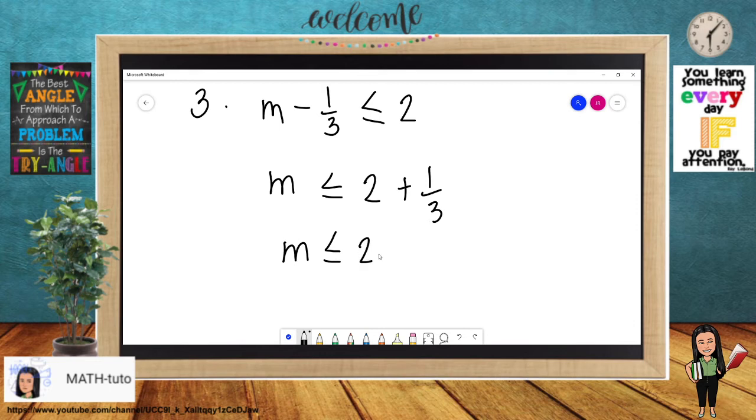Pwede naman siyang 2 and 1/3 na lang, no? Yan, that is our answer. Or actually, lagyan natin ng or. Kasi pwede rin naman that our answer will be m is less than or equal to the improper fraction equivalent of 2 and 1/3, which is 7/3.